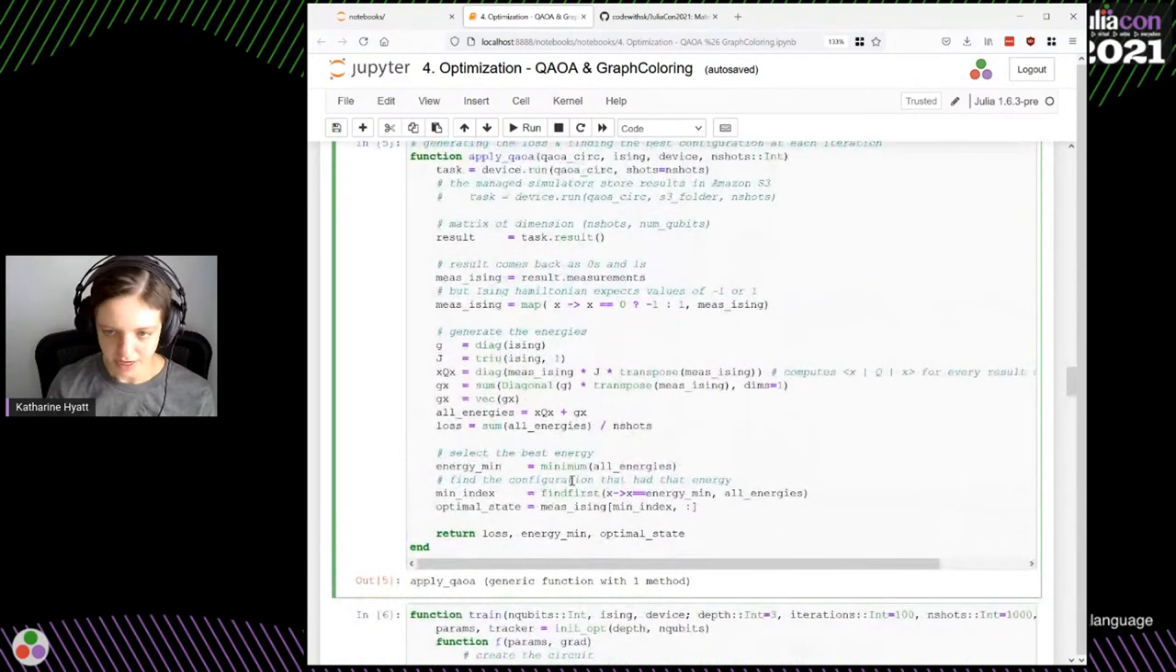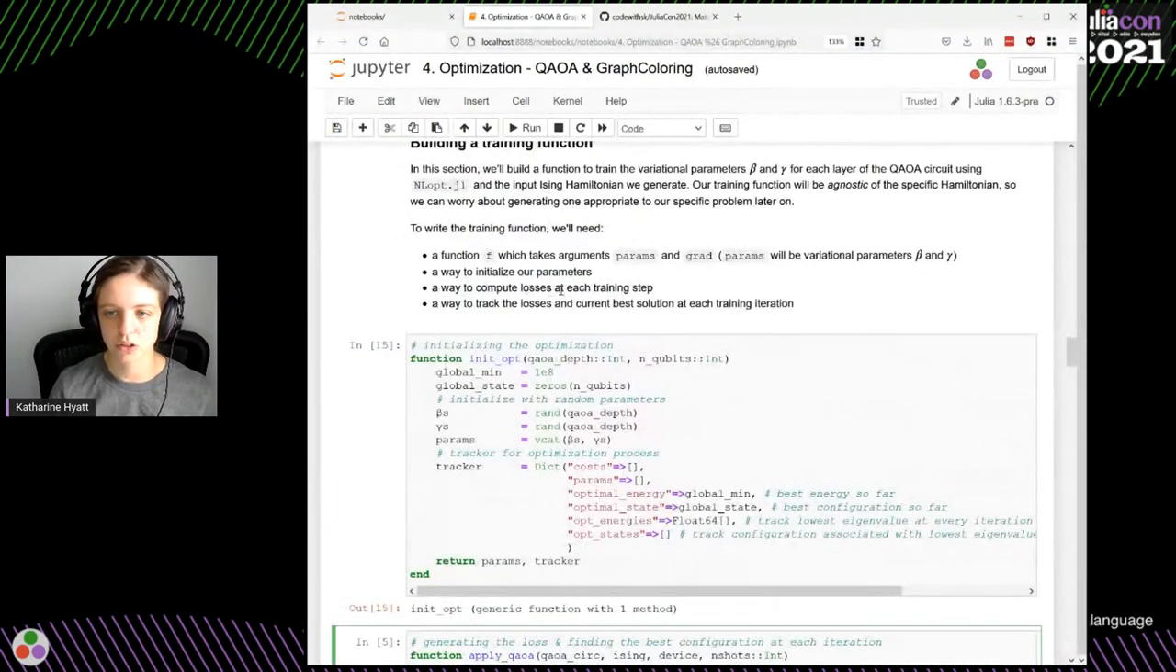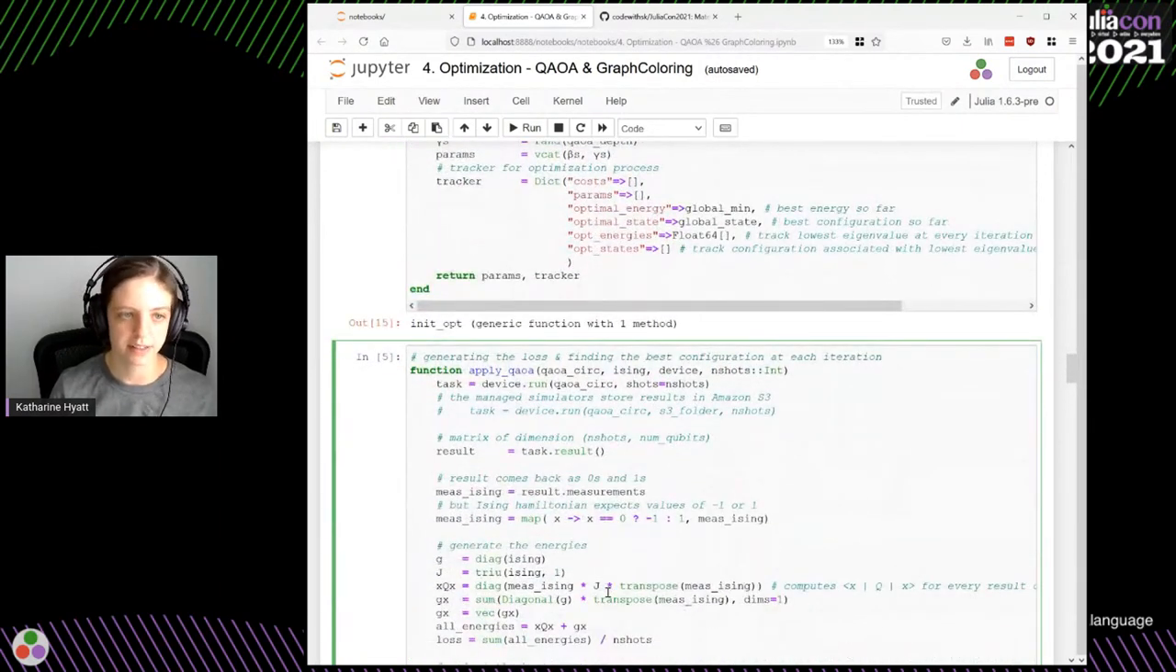And then at each step, we find the best energy we've acquired so far, the minimum, since again, we're looking for the smallest energy or the smallest eigenvalue. And then we extract the bit string associated with that energy minimum, the optimal state. And we return the loss, the minimum energy, and the best state. So this apply_QAOA function is going to compute the losses at each training step for us. And this is where we're actually interacting with either a real quantum device or a simulator.